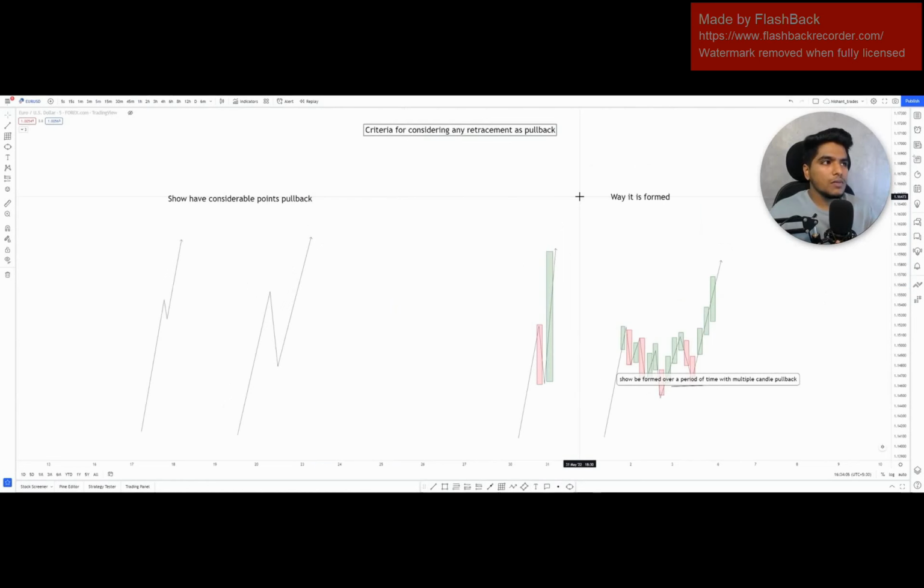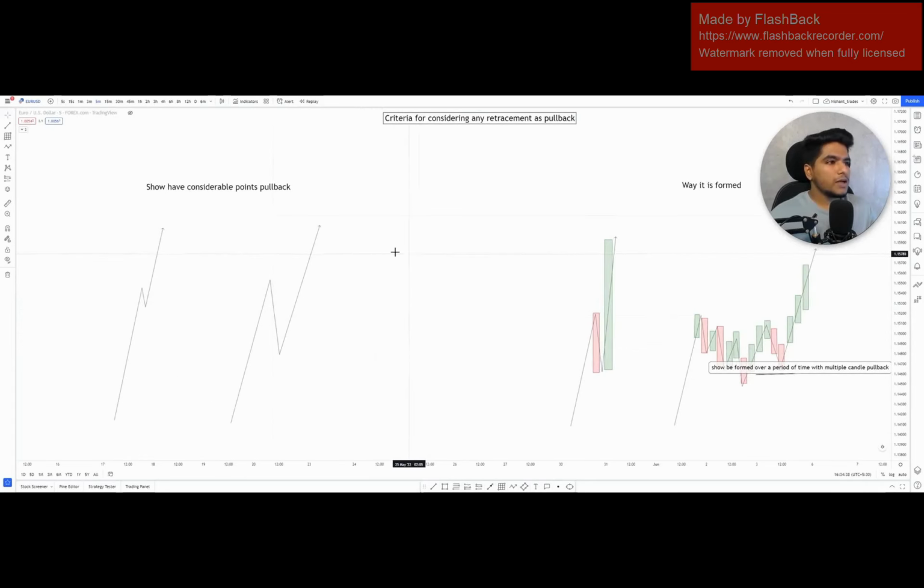Now let's talk about criteria for considering any retracement as a pullback. What I mean by that: let's consider a case where prices are bullish. They are going higher by forming higher highs and higher lows. So whenever prices give a push to the upside and then retrace, what are the criteria that we need to call this retracement a pullback?